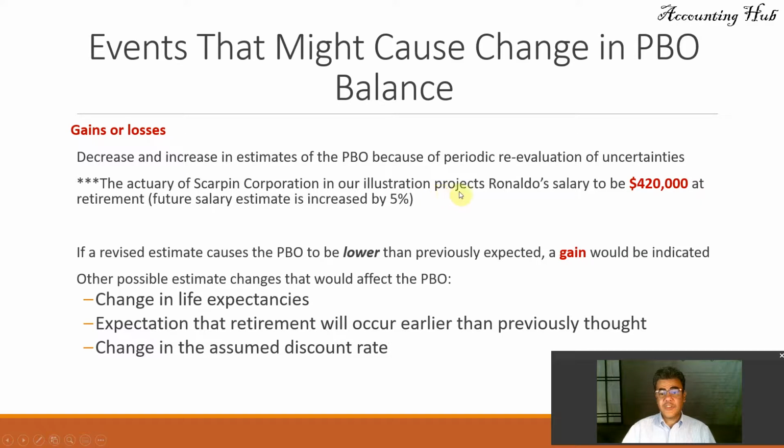Here, let's consider that we are projecting that Ronaldo's salary at retirement will now be $420,000 instead of $400,000. And what else? We can change life expectancies, that retirement will occur earlier than previously thought, the assumed discount rate, or any other changes. If the revised estimates cause the PBO to be lower, our liability will be lower, and we have a gain. Or if it's higher, we have a loss.